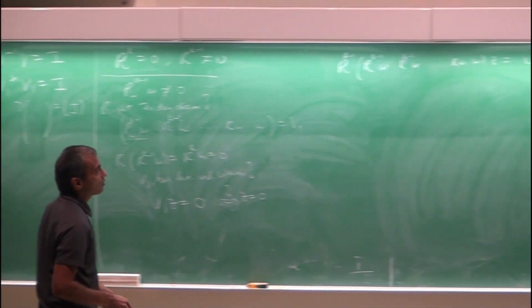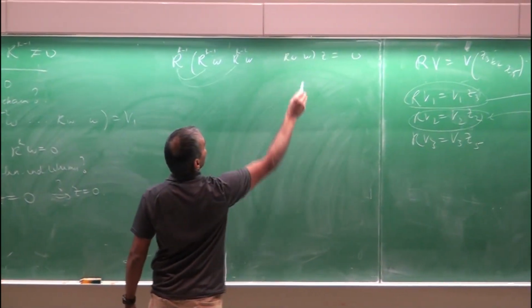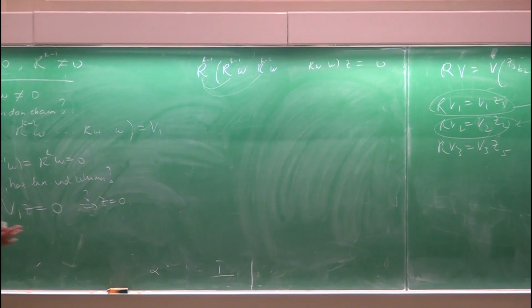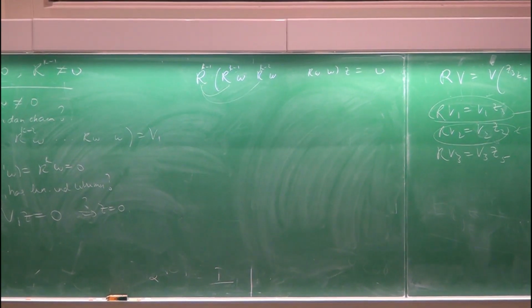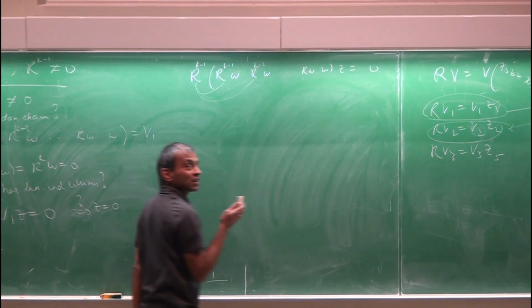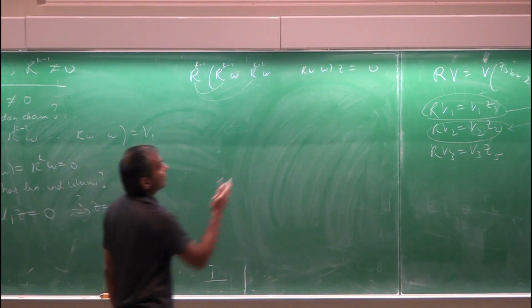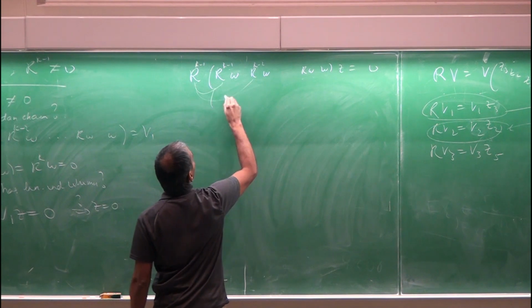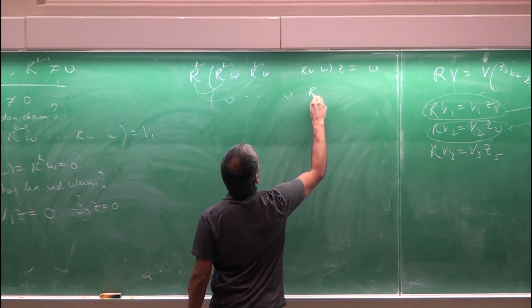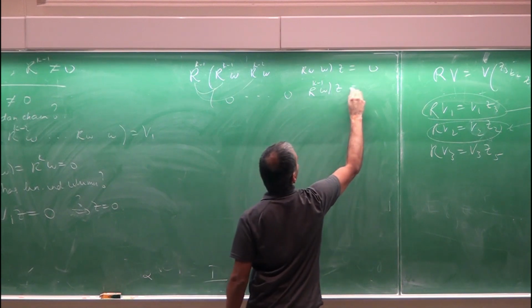Okay, so we multiply by R to the power k minus 1. Of course, you can multiply every column from the left by R to the power k minus 1, and you see that all of them will have powers bigger than or equal to k. For example, this one will become R to the power k times w, which is 0 since R to the power k is 0. The first k minus 1 columns will all be 0, and only this column will be non-zero. So when you're done, you get R to the power k minus 1 w times z is equal to 0, and we know this is non-zero.